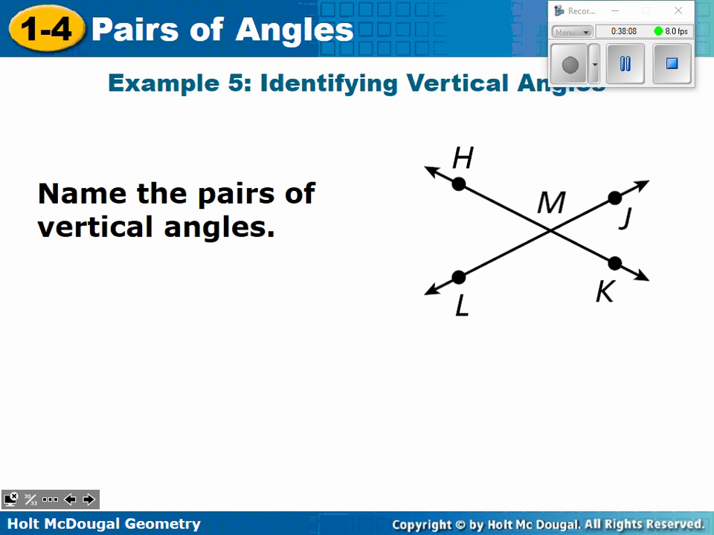Be careful, to name an angle, you have to have 3 letters. Remember naming angles. Okay, I heard KMH. First of all, KMH is a straight line, so it would not be an angle. I heard HML, so we'll start with that one. Angle HML, what is it vertical to?